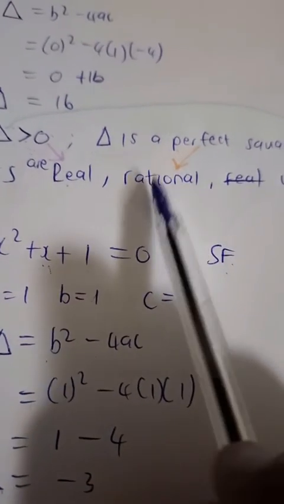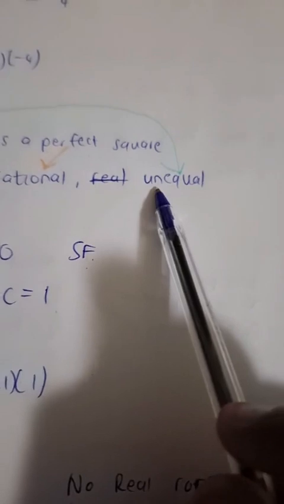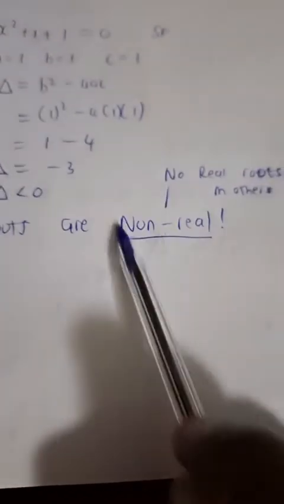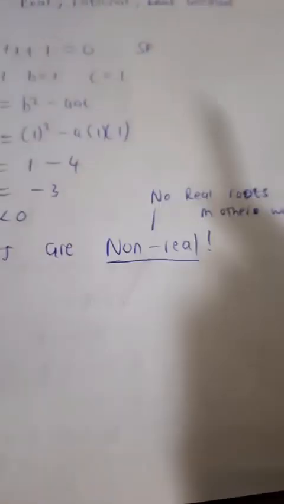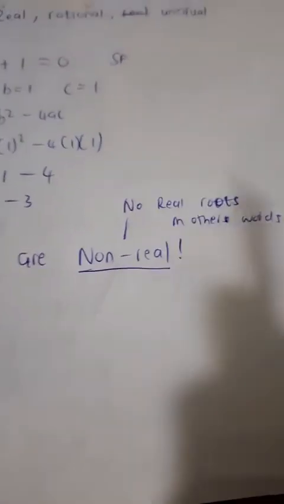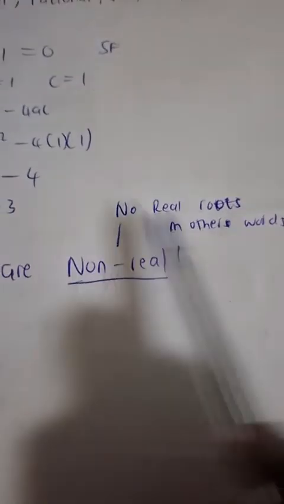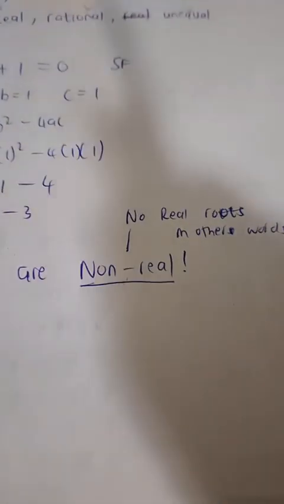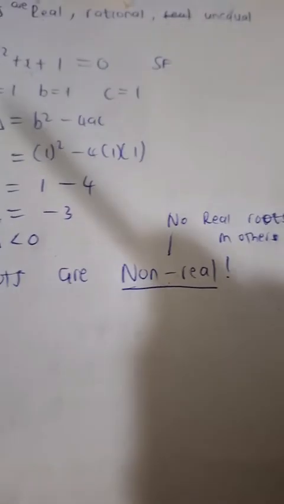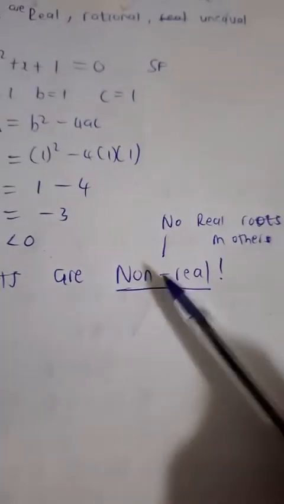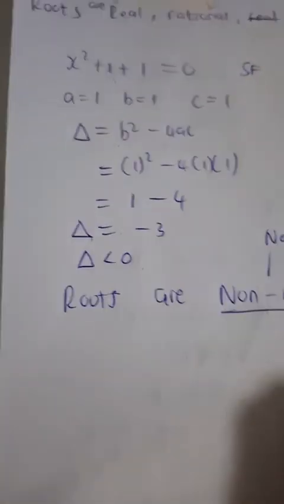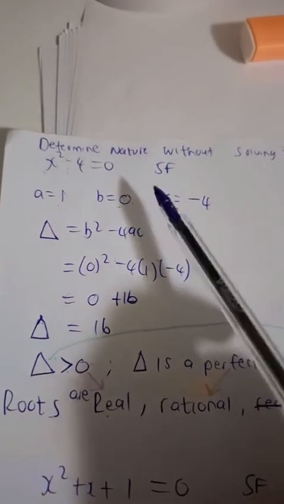Because remember, we usually would say something about them being rational or irrational, and then we'd say something about them being equal or unequal. But because here the roots are non-real, these are roots that do not exist. So we cannot say anything more than just the roots are non-real. This means that there are no real roots. So we can't say they are rational or irrational. We can't therefore further say they are equal or unequal because those roots don't exist. So hopefully you understand.